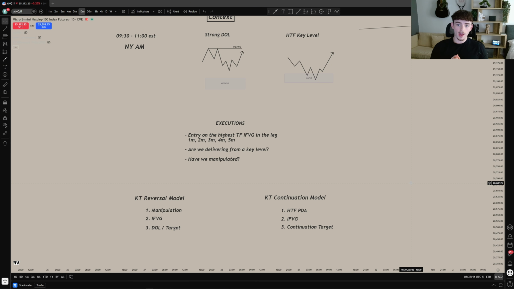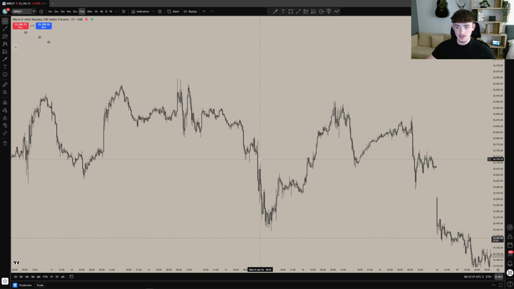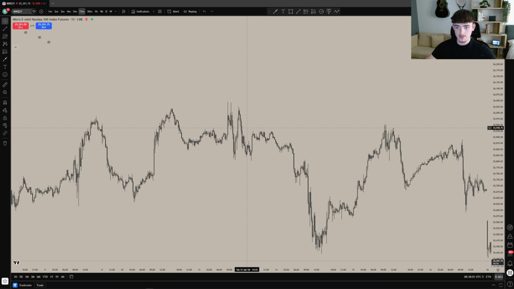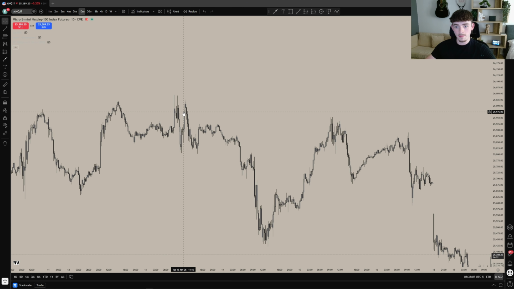Now, you want to enter on the highest time frame in the leg. So 1 minute, 2 minute, 3 minute, 4 minute, and the 5 minute time frame. That is the highest as well. And when I say highest time frame in the leg, what do I mean by this? So here you can see we have this 1 and 2 fair value gaps. But if we went on to the 2 minute, okay, I'm on the 15 minute time frame, but for this example, let's say this was the 1 minute, and then we go to the 2 minute chart and there's only one. So you'd want to be taking it on the 2 minute.